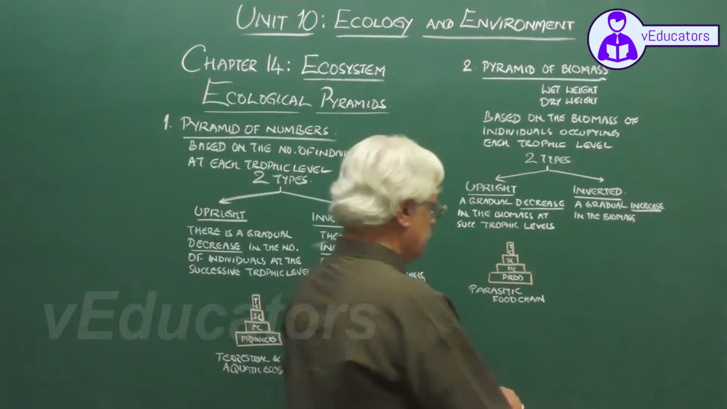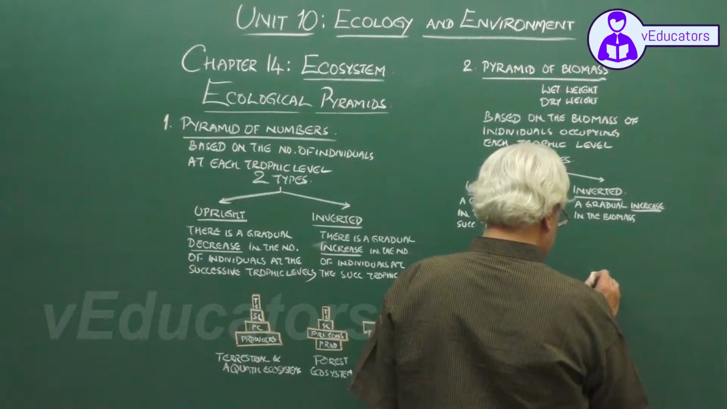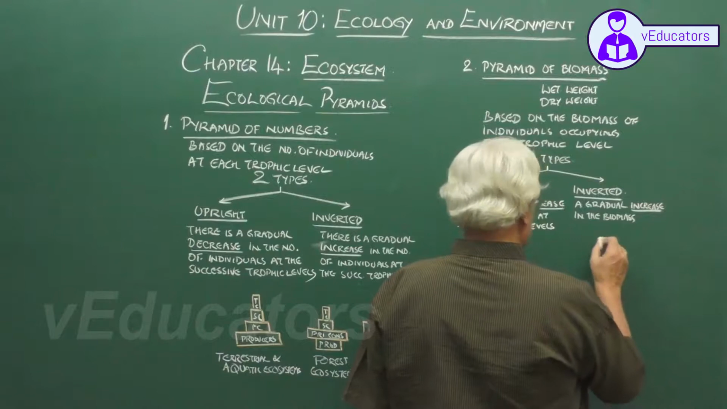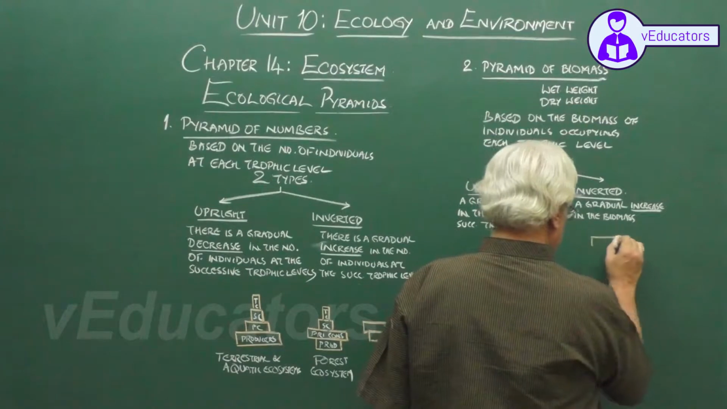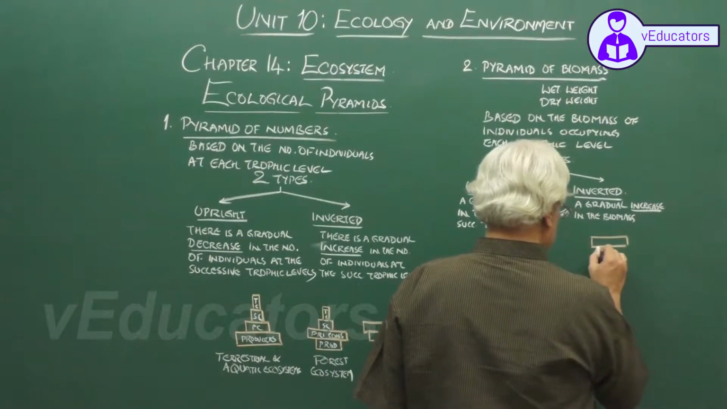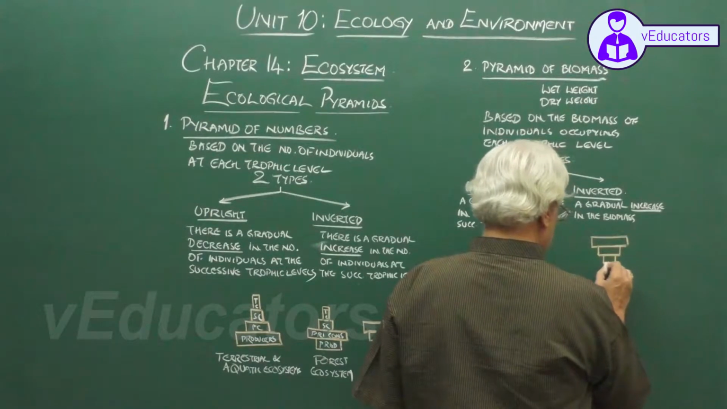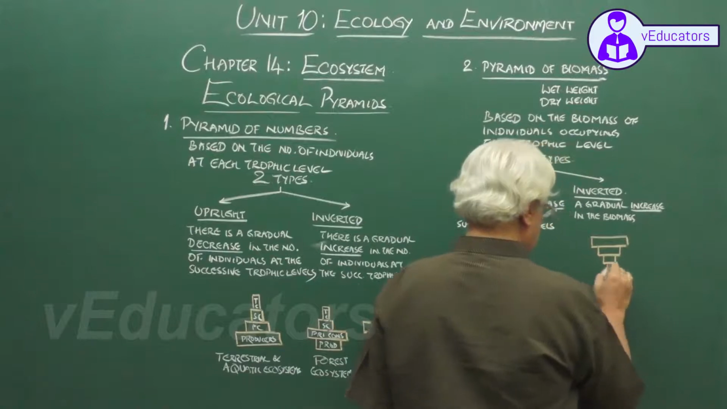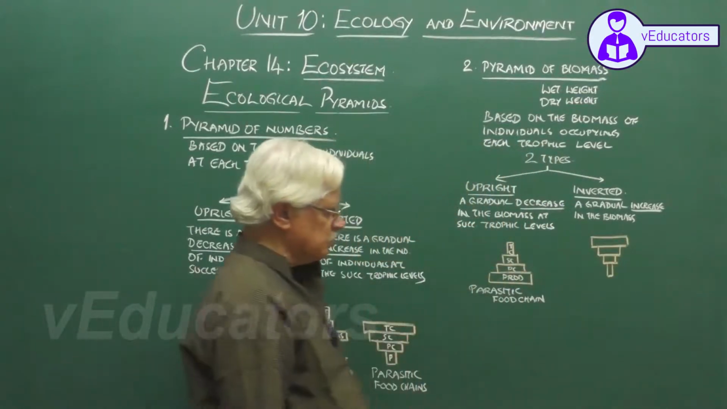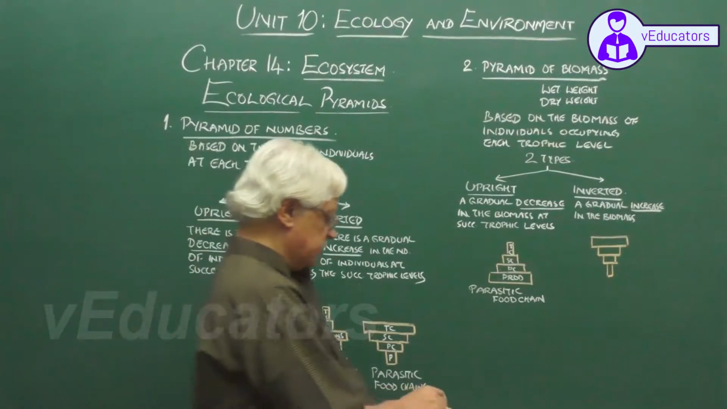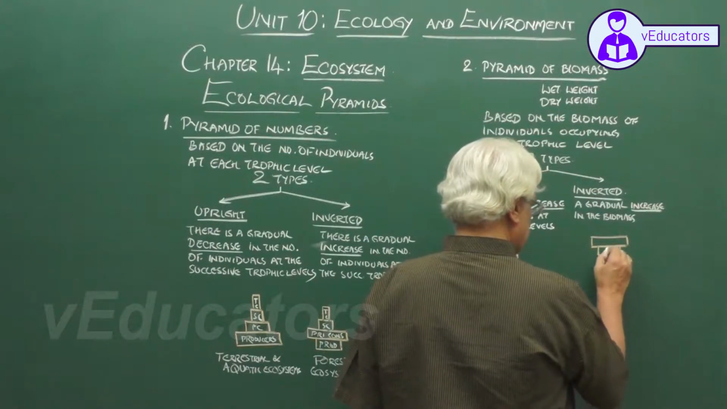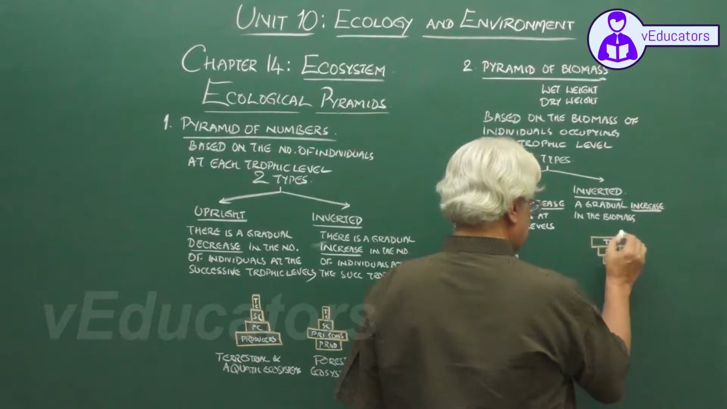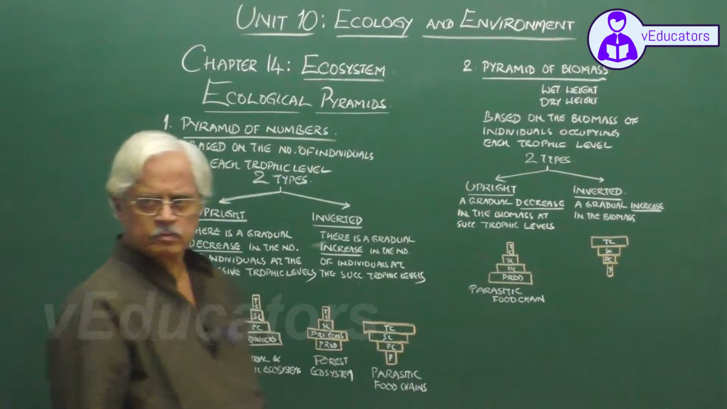Therefore, you will get the picture of a situation like this, that is, you will have maximum biomass for tertiary consumers, then for secondary consumers, then for primary consumers, then for producers. So producers, primary consumers, secondary consumers, tertiary consumers.